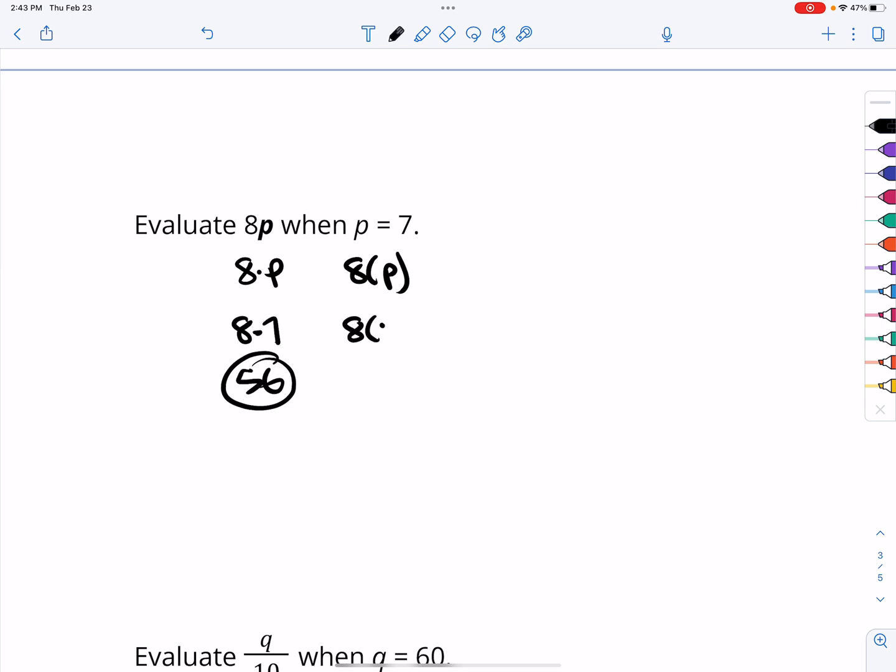You would read that as 8 times 7. So they have the same meaning, but they just look a little bit different. And you'll see that often in algebra especially. It just kind of simplifies your expressions.